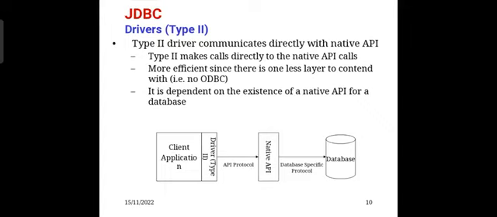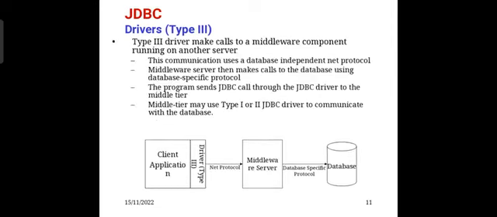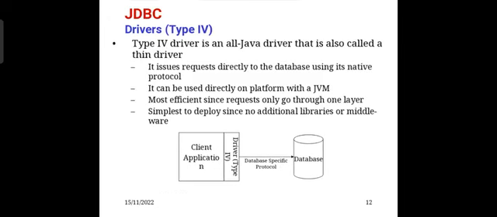Type 2 driver. What is the purpose of the type 2 driver? It communicates directly with the native API. Type 3 makes calls to a middleware component running on another server. What is the purpose of the middleware component or server? It acts as an interface between the client application and the database. Type 4 is a Java driver, also called a thin driver. What is its purpose? It sends requests directly to the database without any API.